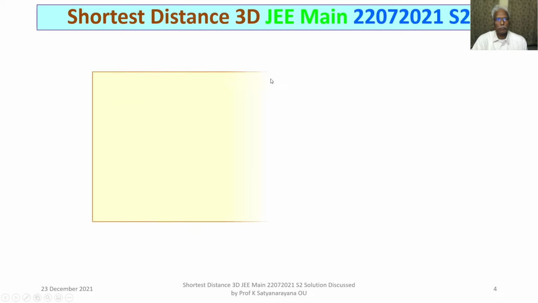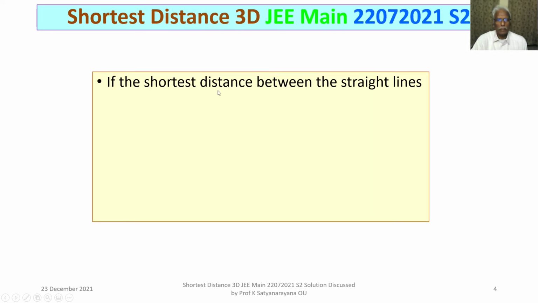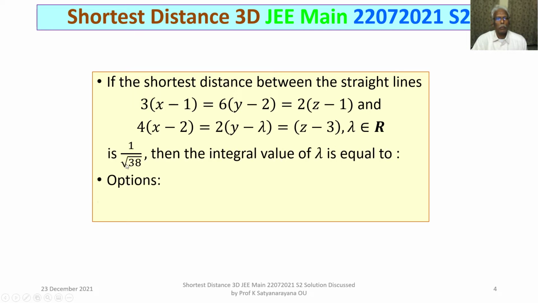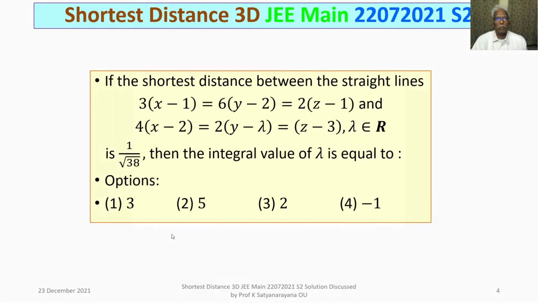The problem is: if the shortest distance between the straight lines 3(x minus 1) = 6(y minus 2) = 2(z minus 1) and 4(x minus 2) = 2(y minus lambda) = z minus 3, where lambda is a real number, is 1 by root of 38, then the integral value of lambda is equal to, the four options are given to us.